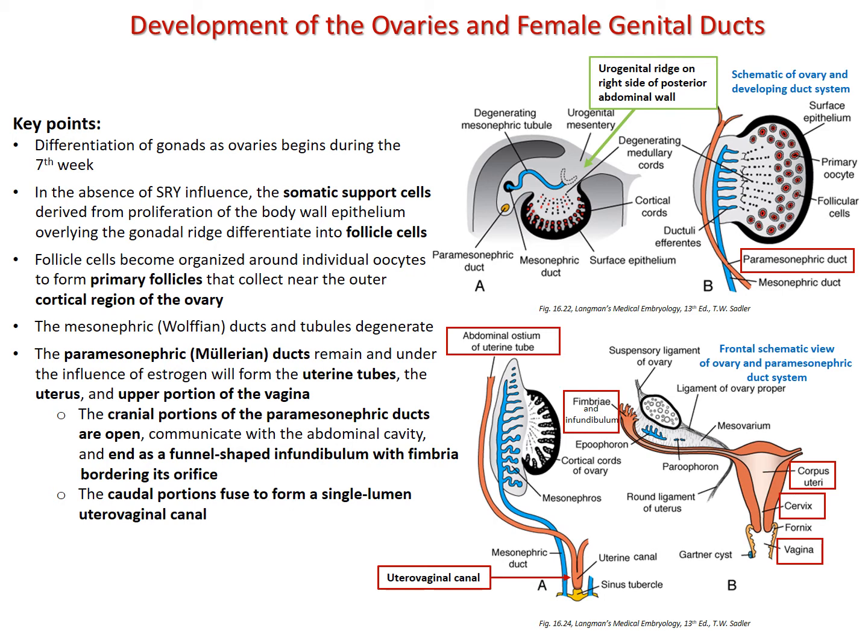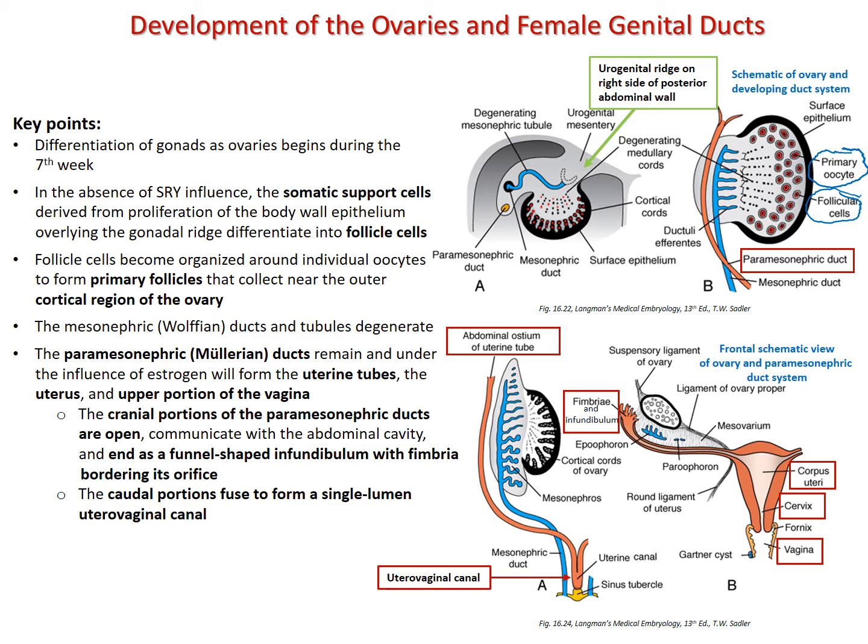In female embryos with an XX sex chromosome complement and no Y chromosome, the somatic support cells derived from the body wall epithelium differentiate into follicle cells. These cells surround the oocytes to form primary follicles. The primary follicles become organized near the outer cortical region of the ovary. Because the mesonephric duct system requires testosterone for its development, mesonephric ducts and tubules rapidly degenerate in the female except for a few tiny remnants.